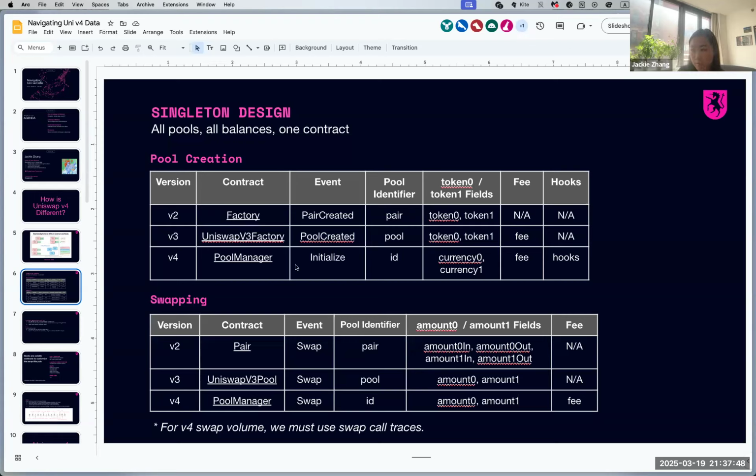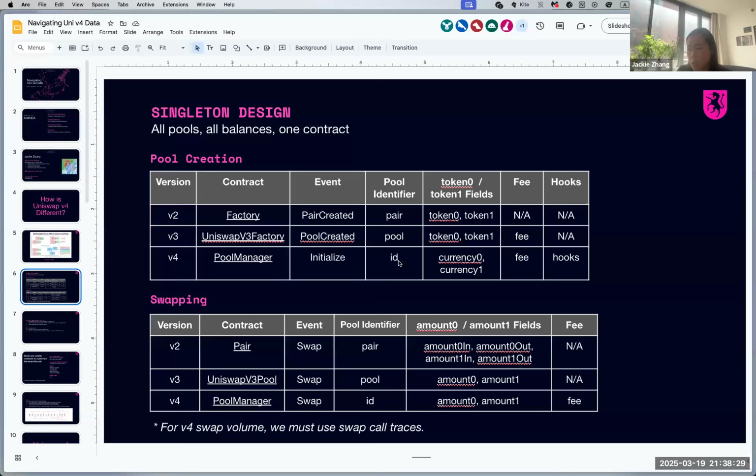So that's for previous versions. In V4, because there's only one contract, the pool manager contract will emit the Initialize event, which will tell you the pool ID as well as the token addresses, which are called currency here. It will also tell you the fee set by this particular pool, and whether or not the pool is initialized with a hook. If it is, it will emit a non-zero hook address. We will talk more about it a bit later, actually.